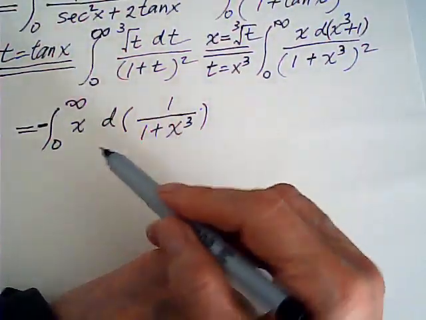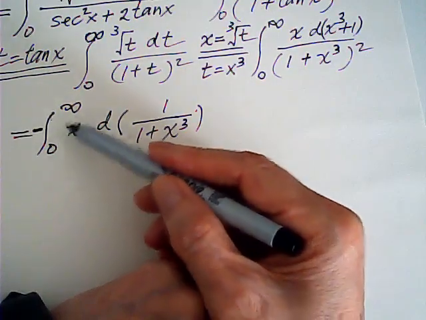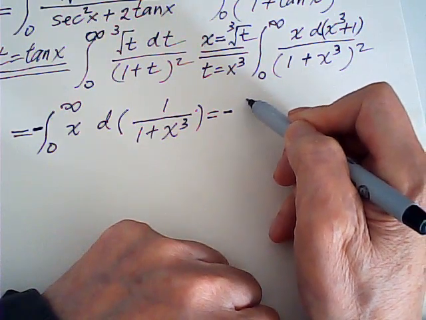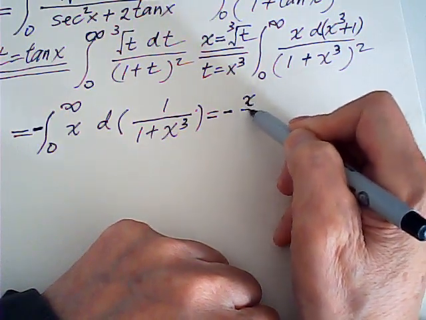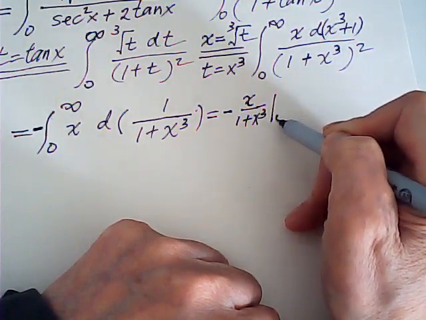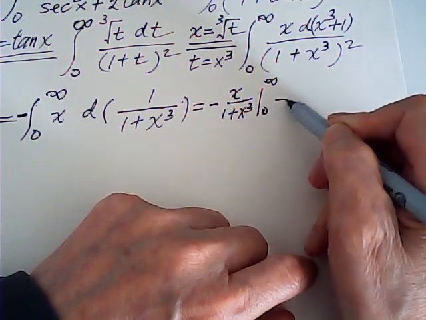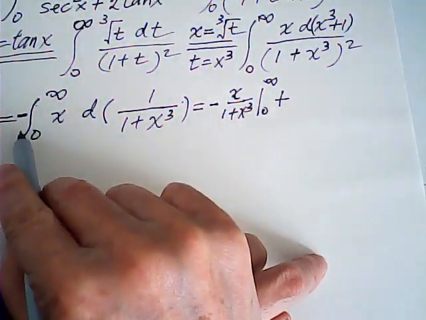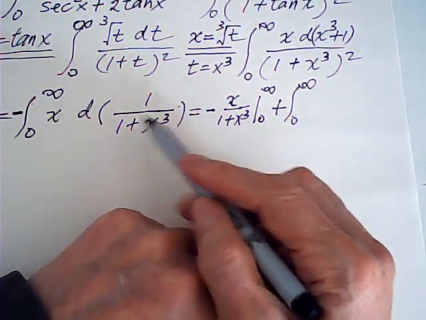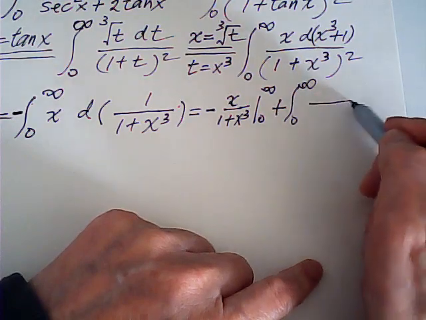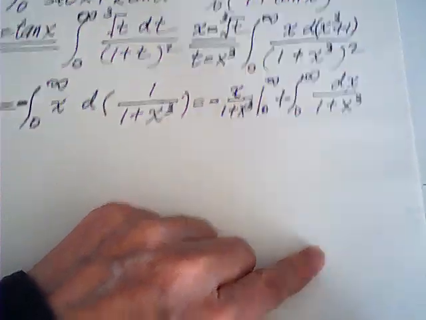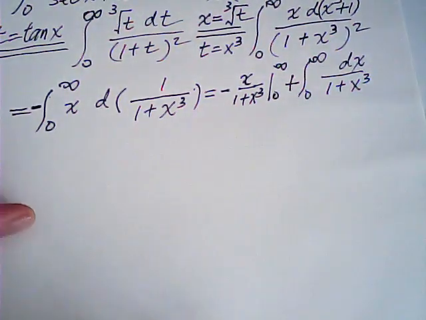Okay. Here I can use by parts. This is u, this is dv. So this is equal to negative uv, where u is this and v is this, from 0 to infinity, minus the integral of v du. Minus becomes plus, right? There is a negative outside. v is 1 over 1 plus x cubed, and du is dx.